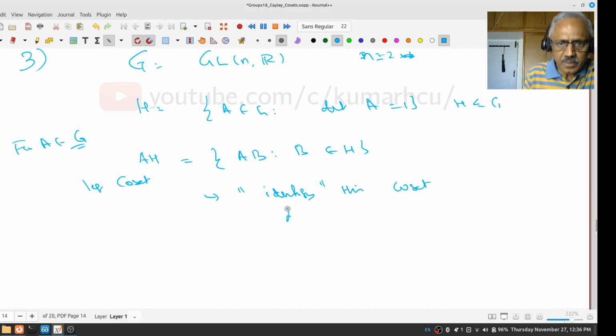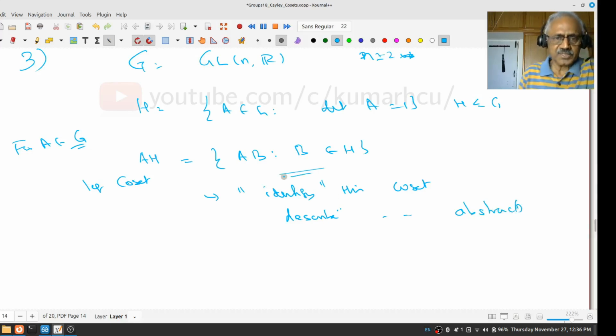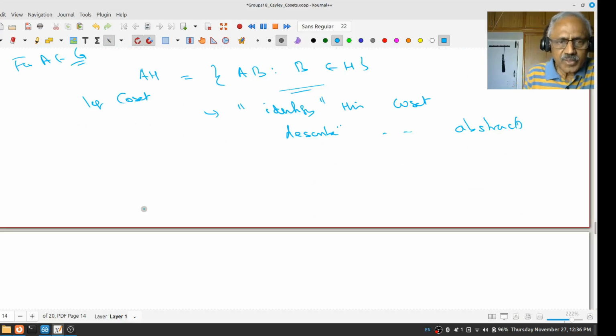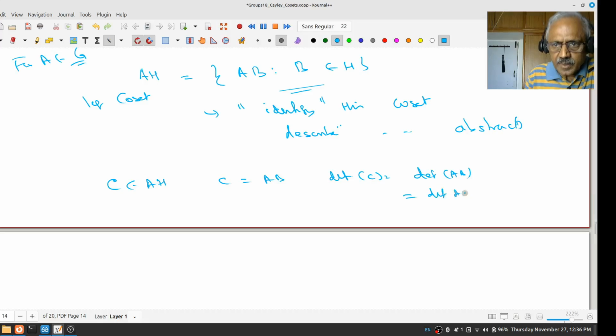At least describe this coset abstractly. It is just a listing. Okay, how do I do that? Suppose C belongs to AH. That means C is of the form AB. Then look at that: determinant of C is determinant of AB, which is determinant of A into determinant of B. That is equal to determinant of A because this is 1.